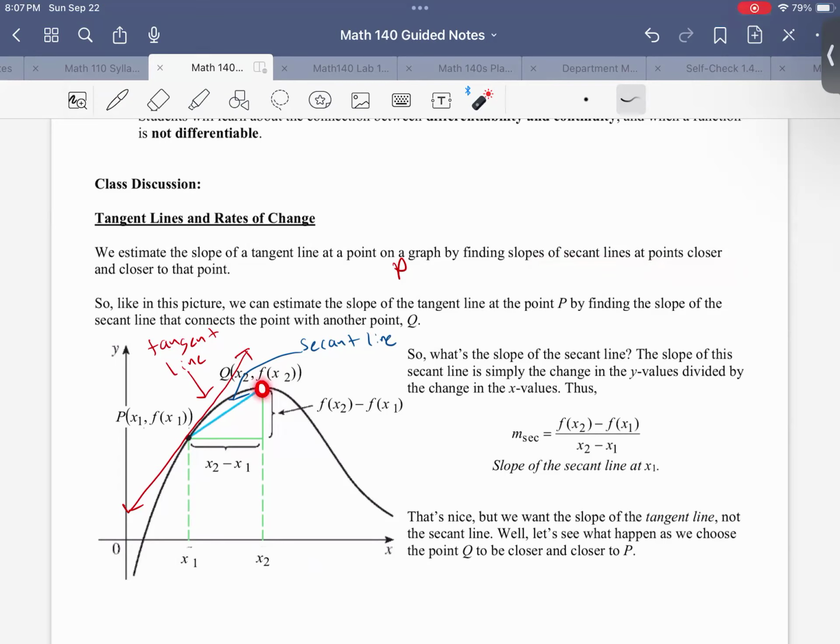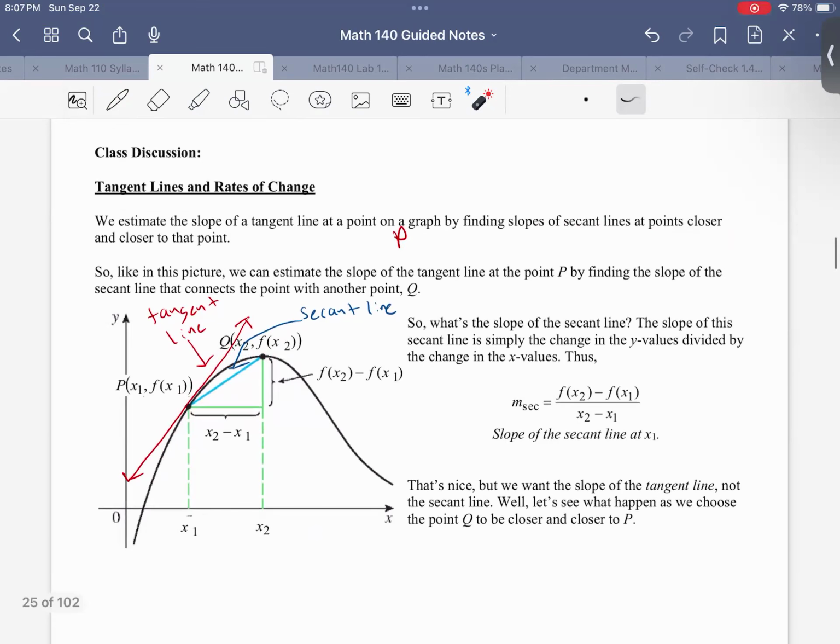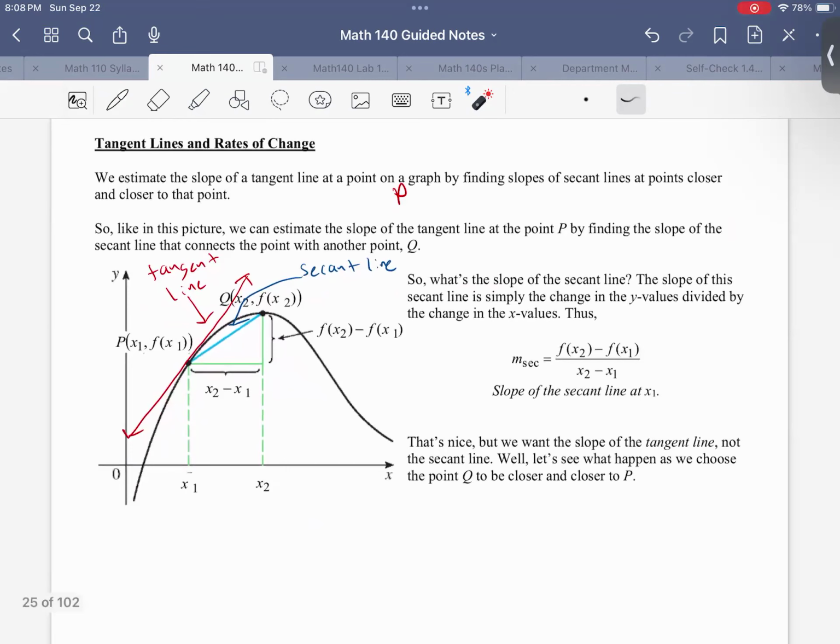So you see here is Q. What if I keep choosing points closer and closer and finding those lines? Eventually, I'll get super close to P and it would almost be identical to that. I know it's a little abstract, but let's keep reading through this. We can estimate the slope of the tangent line at point P by finding the slope of the secant line that connects with another point Q. What if I keep moving Q closer and closer and seeing what that line would be? The closer you get to that point P, the closer you get to mirroring that tangent line.